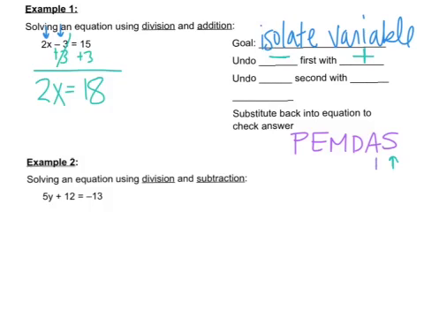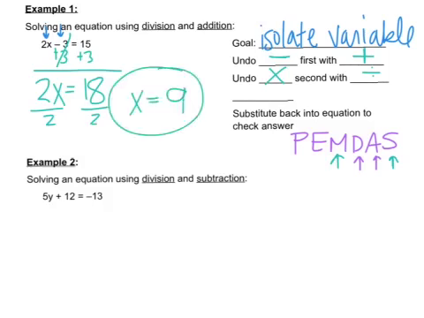Next, do I have any addition? No. Do I have any division? No. Do I have multiplication? Yes. So I'm going to undo that multiplication second, and I'm going to use its inverse of division. So divide both sides by 2. I am left with x equals 9. However, like I stressed before, substitute it back in to check your answer. 2 times 9 minus 3 equals 15. 2 times 9 is 18 minus 3. Yes, it is 15. And I am good to go.